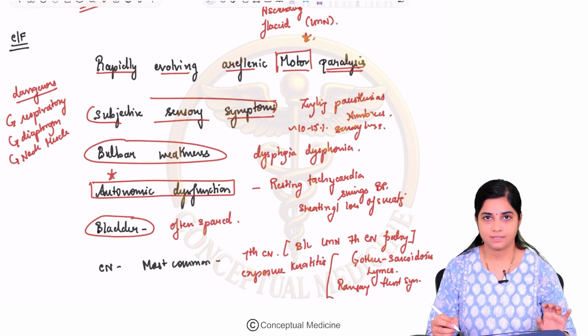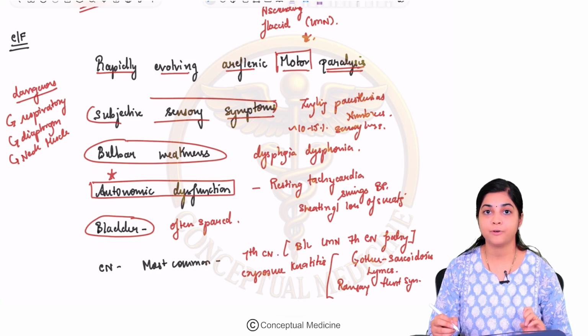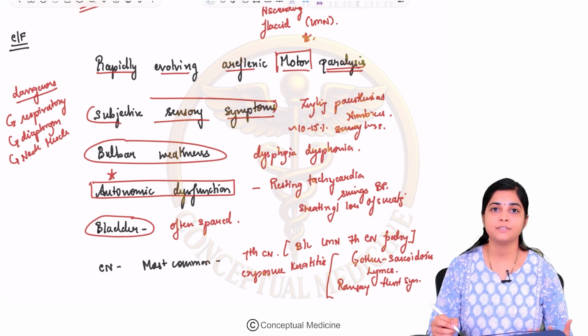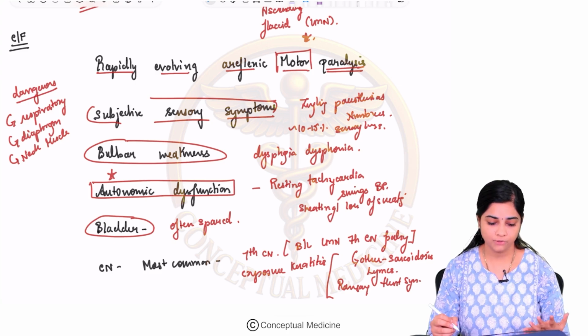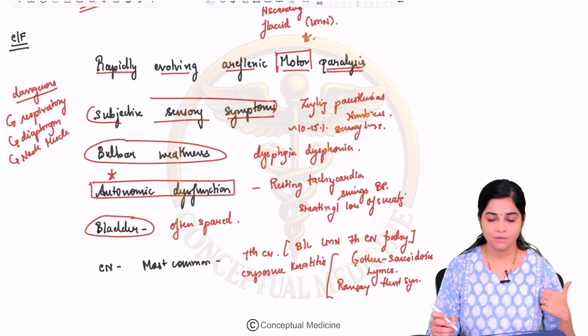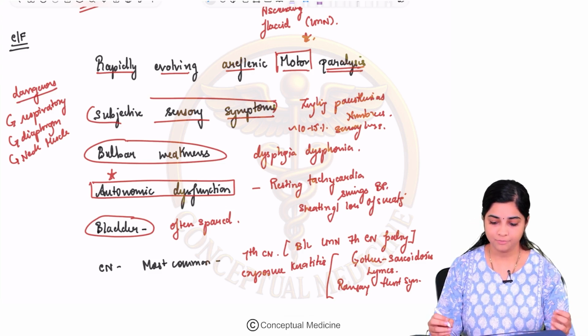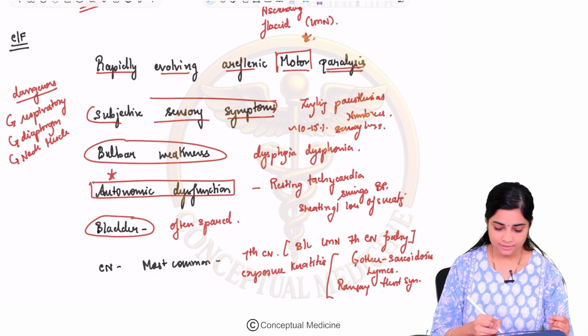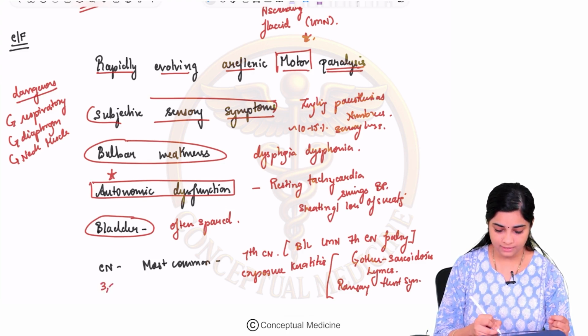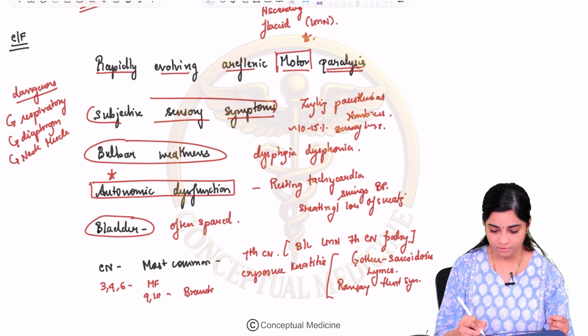Don't forget a symmetric, areflexic, ascending type of flaccid paralysis. Okay, symmetric areflexic, ascending type of flaccid paralysis with subjective sensory symptoms, predominantly motor involvement and bulbar weakness, autonomic dysfunction. Bladder is often spared and bilateral 7th cranial nerve palsy can be present. Other cranial nerves that can be involved: your 3, 4, 6 cranial nerves can be involved in your Miller-Fisher syndrome. Then there can be 9, 10, 11 cranial nerves or 9, 10 cranial nerves involvement in your brainstem involvement.